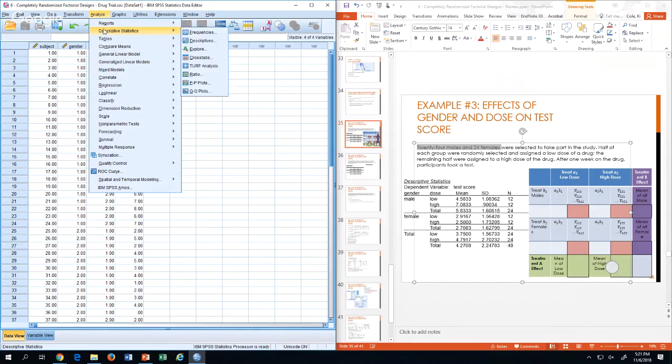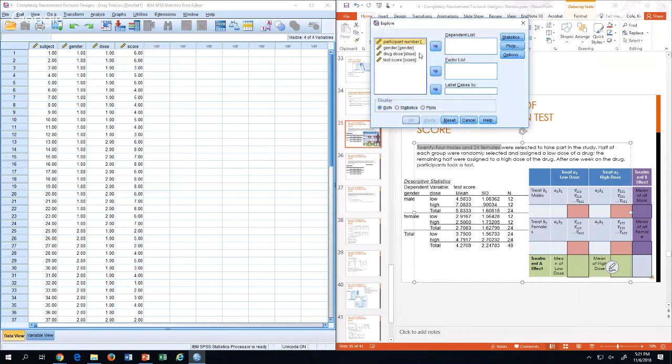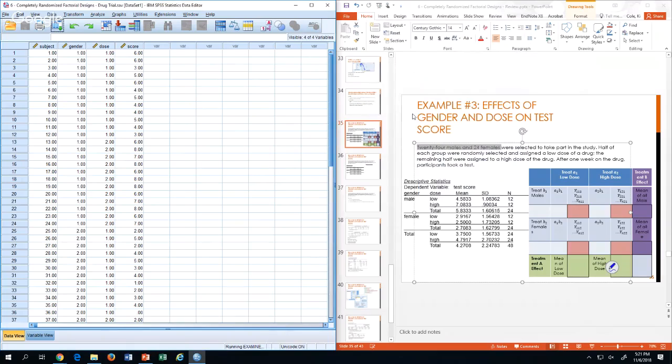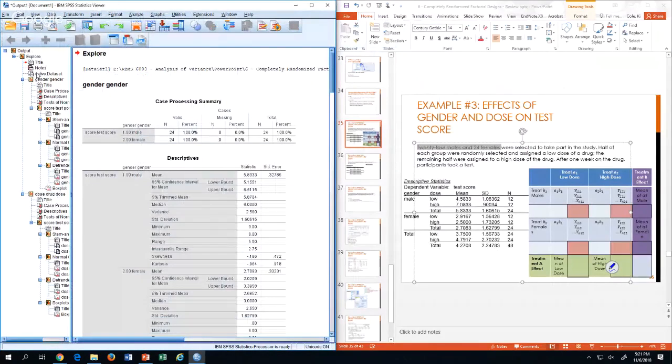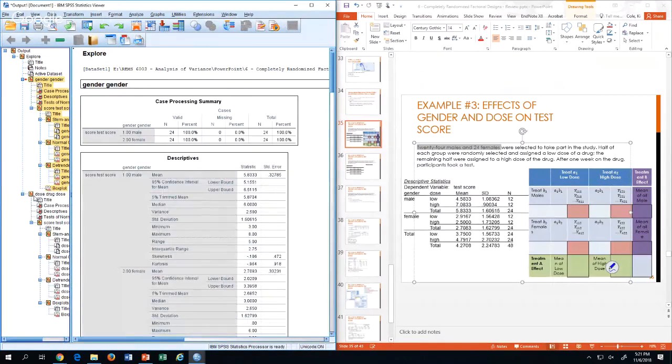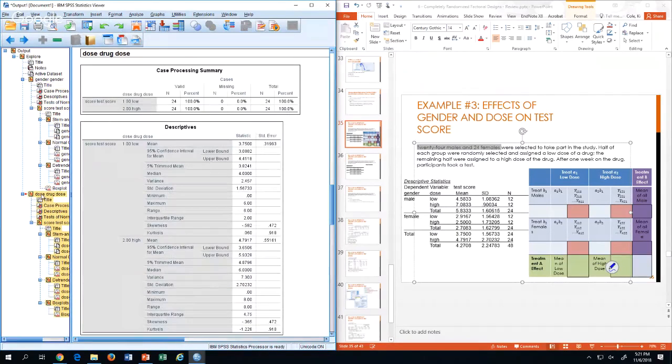So in your data, which of those is the dependent variable? Test score, and what is the factor? Say it again. Gender and dose. Very good. And then we get our normality through the plot. Continue and okay. And then on the left, you'll notice that it gives us the analysis for gender, and then it gives us the analysis specific for dose.